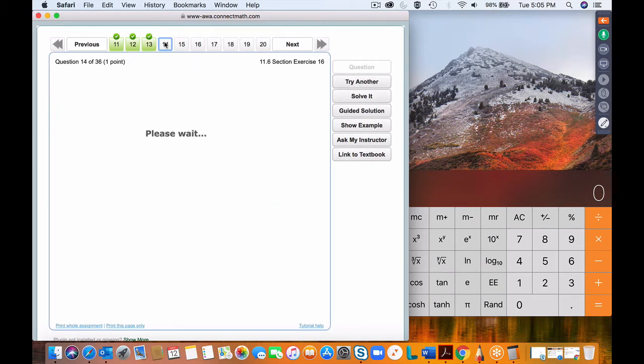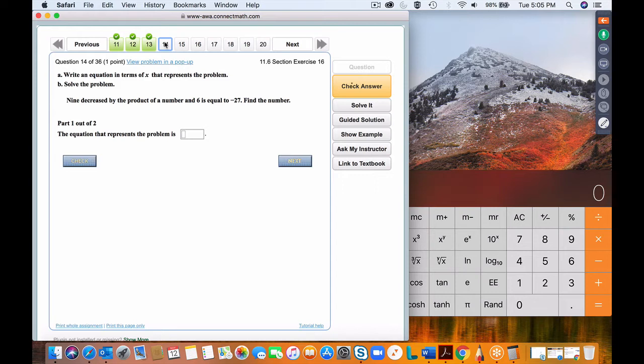Now number 14. Same idea. We would say 9 degrees. So I put the negative by the product. So I have a product, a number, and 6. So that's 6x, because the number is x. I don't know the number, so that's the unknown variable. And so it will be 9 minus 6x equal to minus 27.